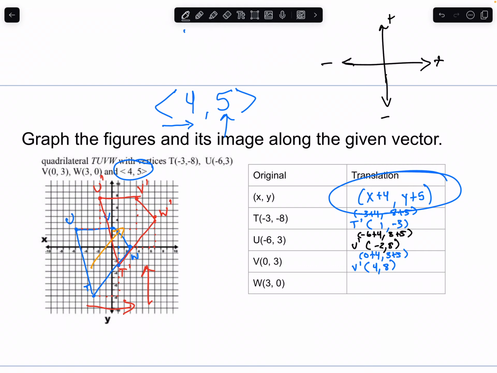Lastly, we have w prime. That means we're going to start at 3, 4 to the right, starts at 0, and 5 units up. So w prime will land at 7, 5. And that's how we find how this shifted.